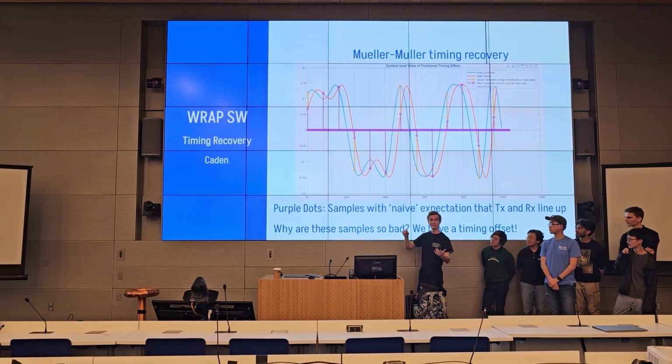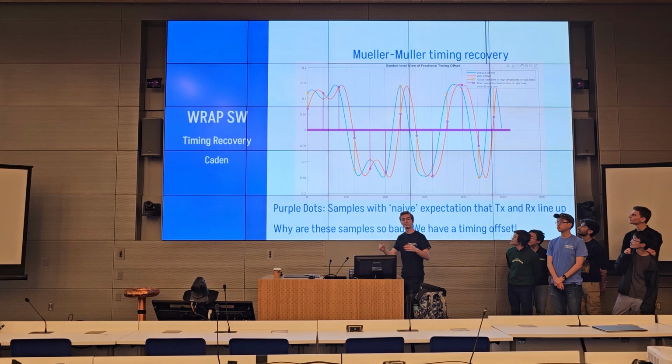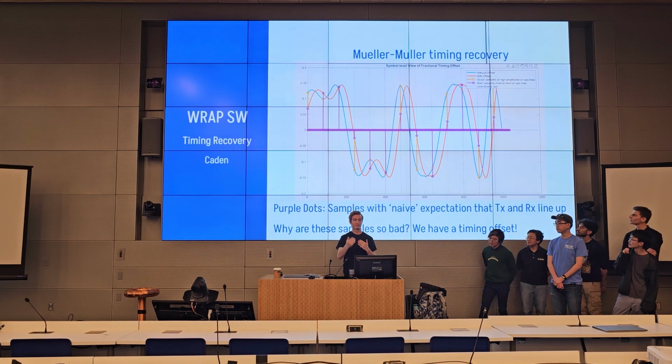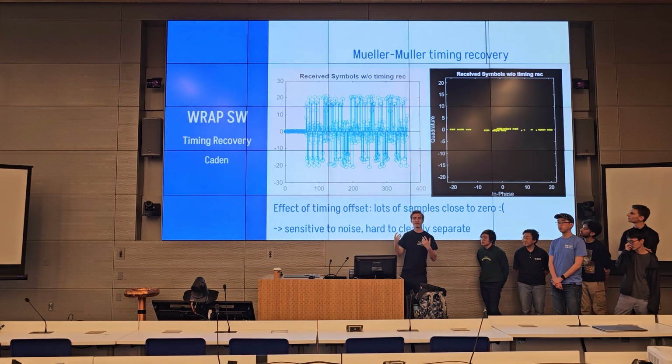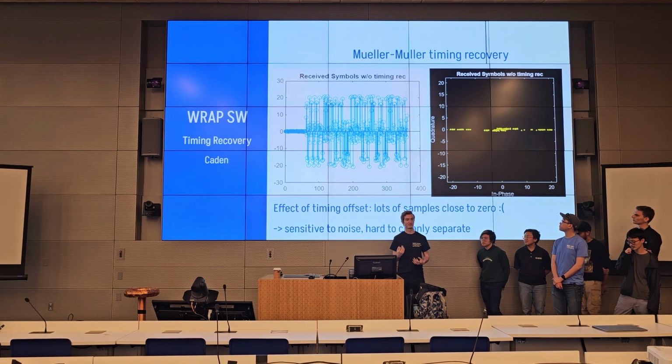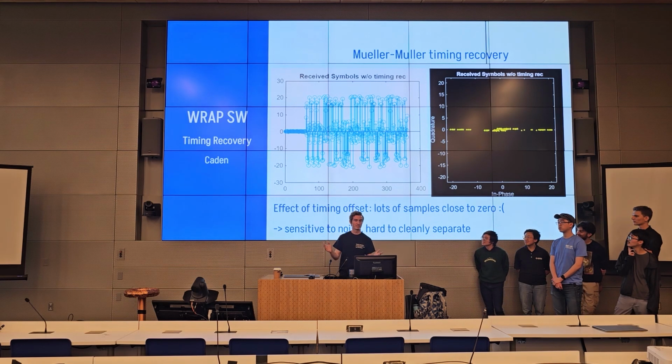But if we do this very naively, we can do it really badly. If you see these purple dots right there in the middle, they can often be very close to 0. That means they are very sensitive to noise, and just generally hard to cleanly separate. To show that better, here's what it looks like when we just naively sample the signal coming in without a smart algorithm for timing recovery. On this side, it's pretty much impossible to cleanly draw a line through that.